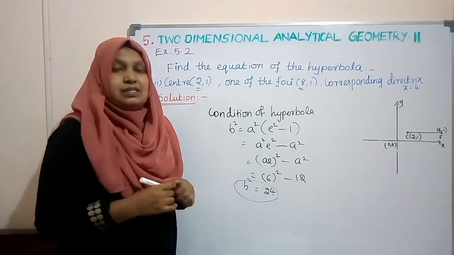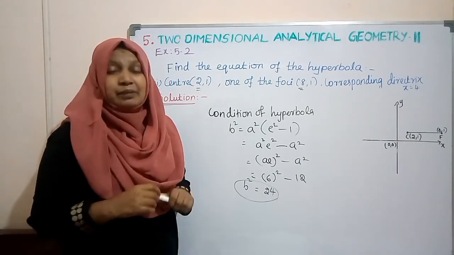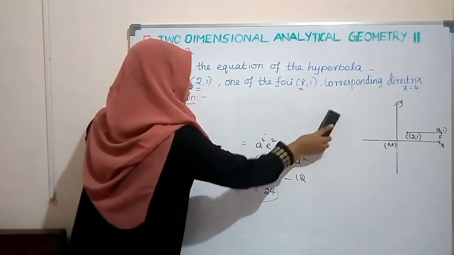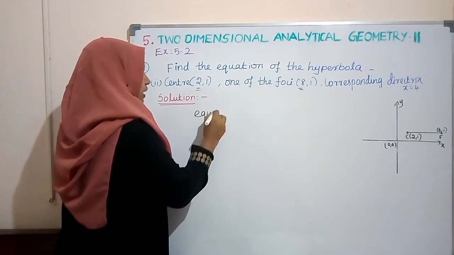Okay. Now using this a square and b square, we can write the equation of hyperbola of type 1. See, I am writing the equation of hyperbola.